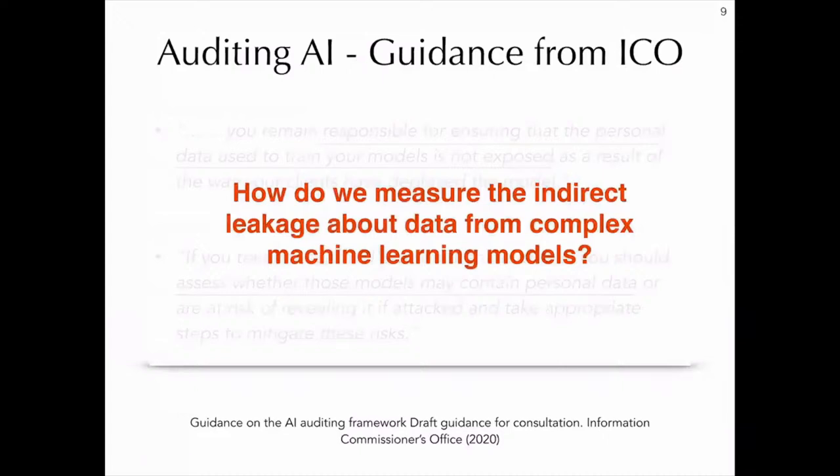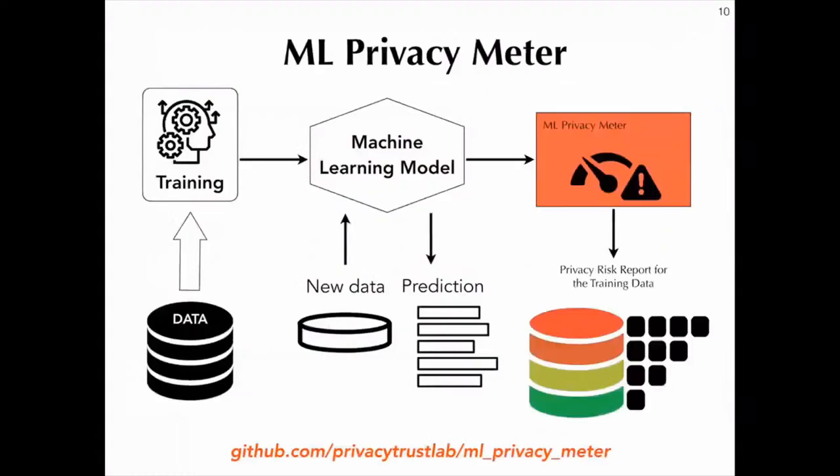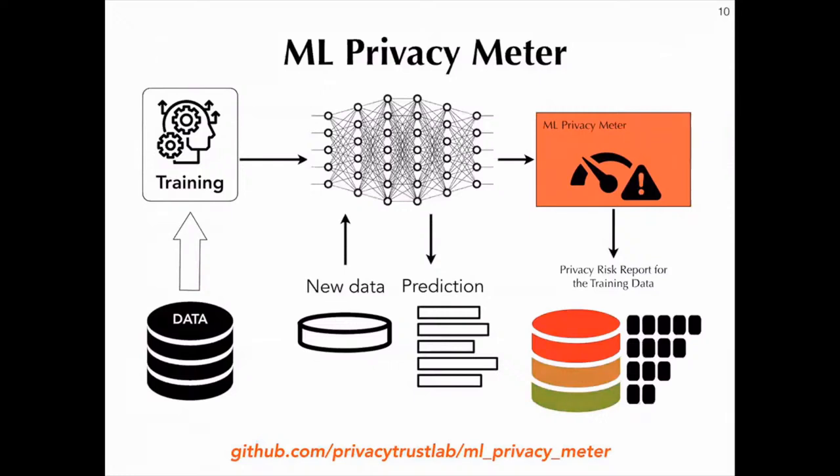But how do we measure this indirect leakage about data from complex machine learning models? Our tool, ML Privacy Meter, generates risk reports for the training data from machine learning models. It produces risk scores for all the records in the training set. These scores can be useful in identifying the fraction of records that are at high risk of being revealed by the model. Whether it is just providing query access to a model or revealing the entire model, ML Privacy Meter can readily estimate the privacy risk to training data.